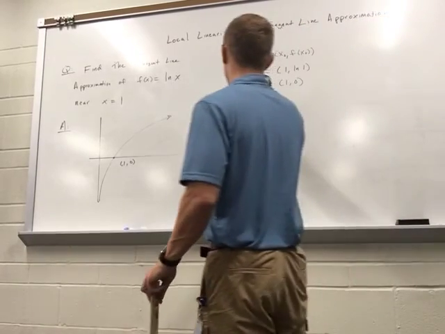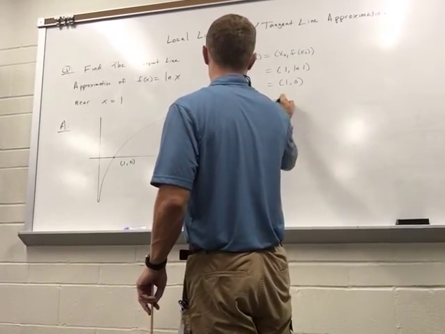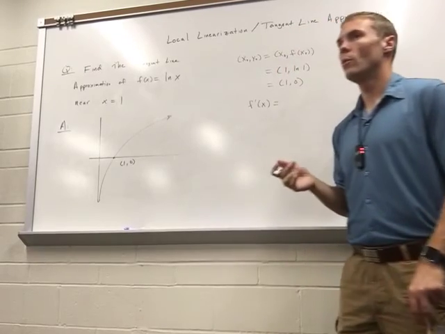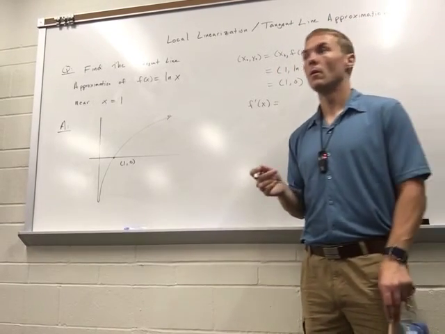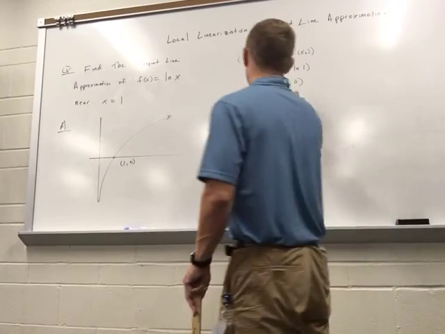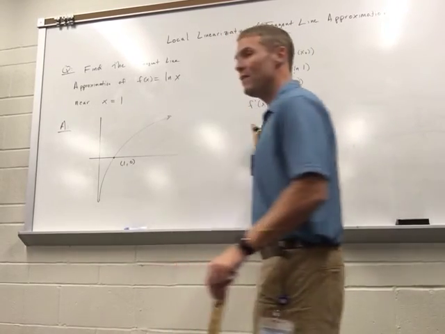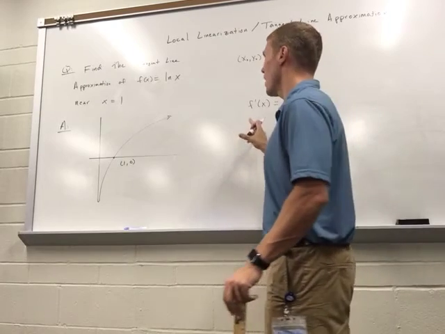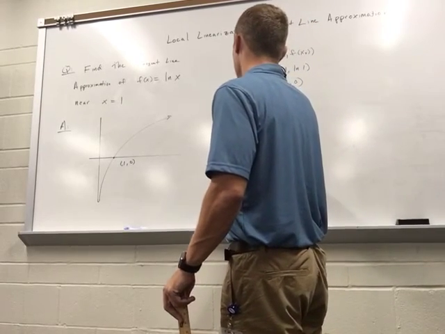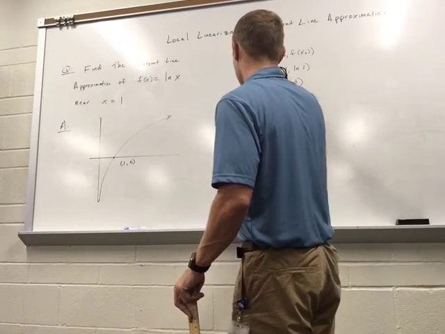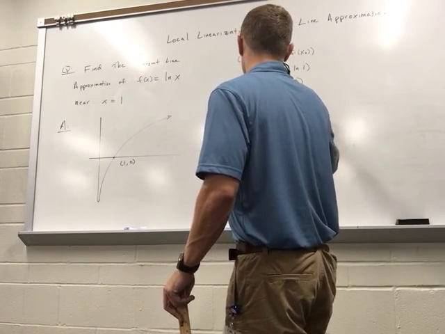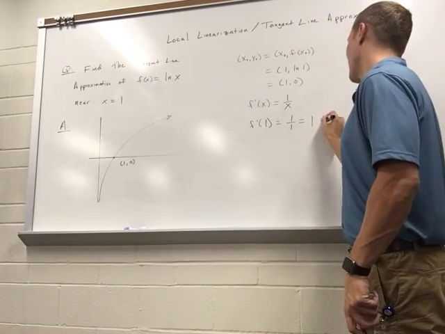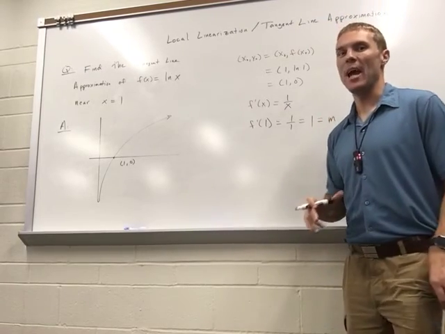What is f prime of x? First do it in terms of a function. What's the derivative function of log x? What's that? Bingo. But don't leave it like this. You have to write it in terms of the known point. What is f prime at the x value we're interested in? 1. Well, that's 1 over 1, or simply 1. This is thought of as your slope. This is the m of a tangent line.